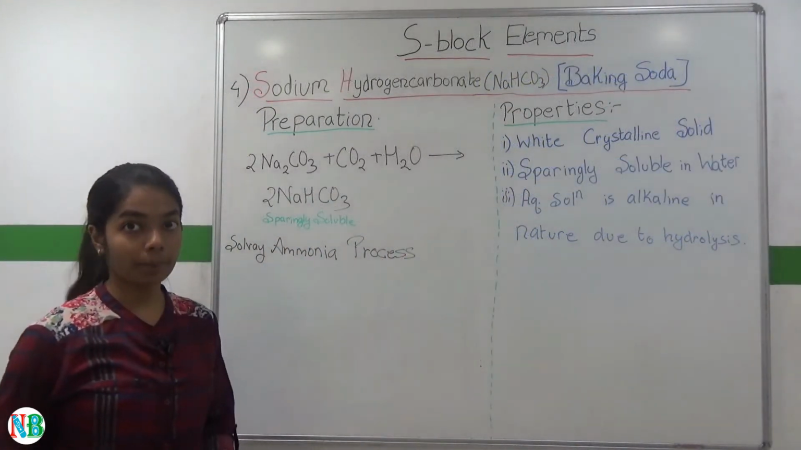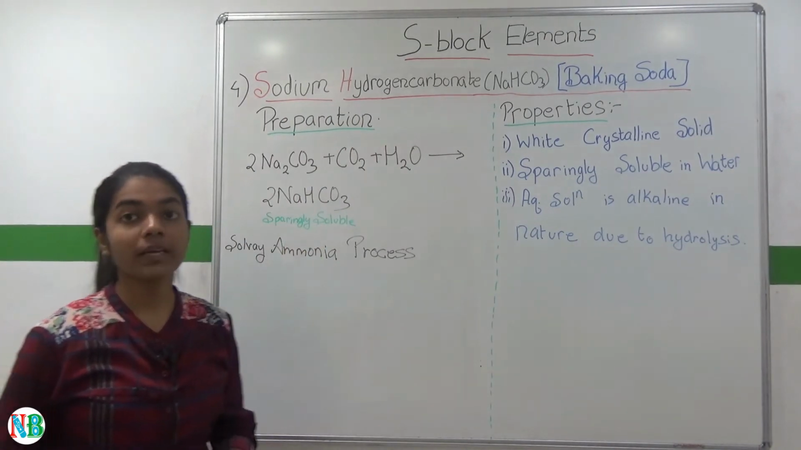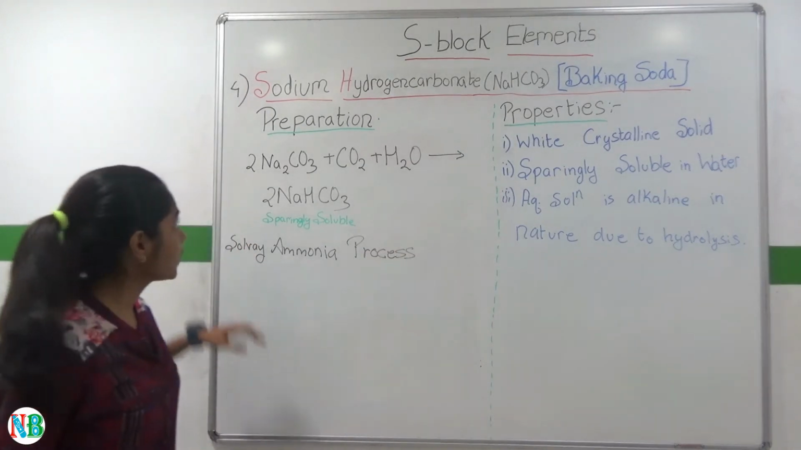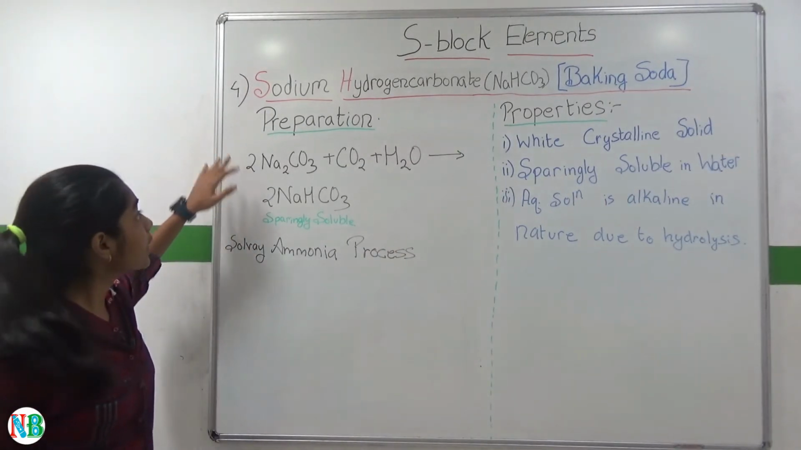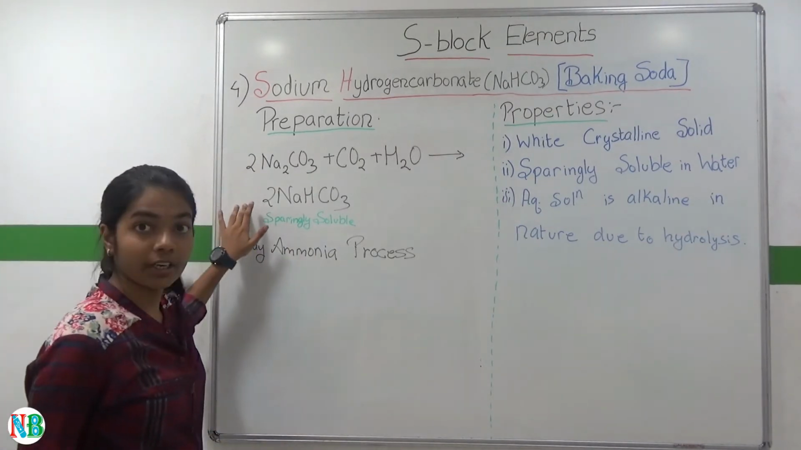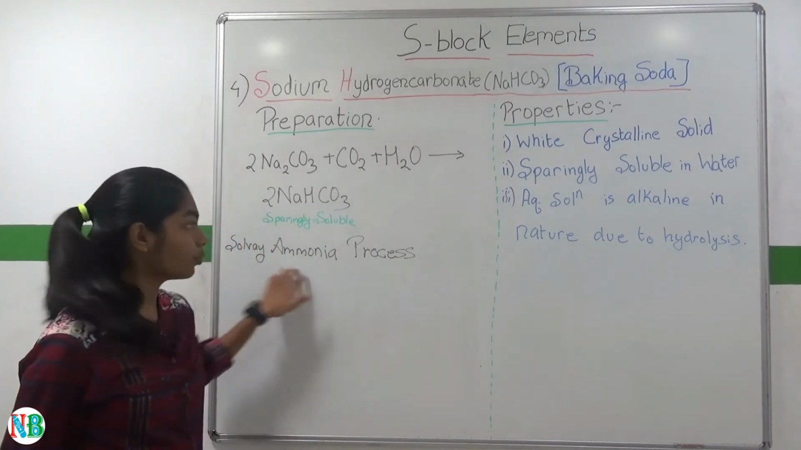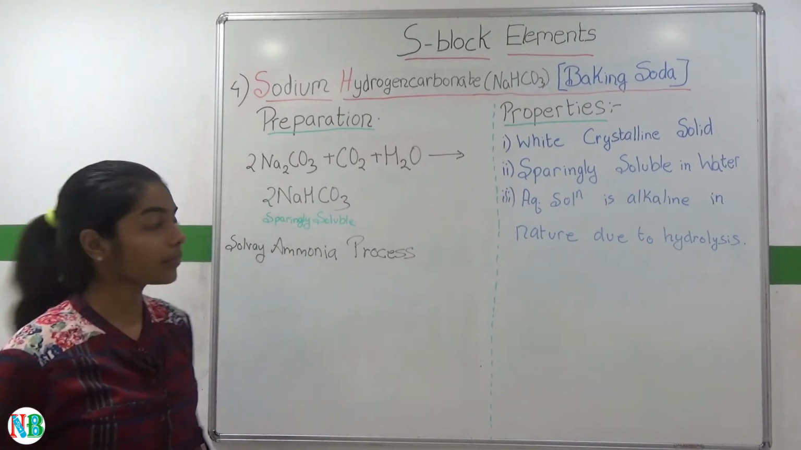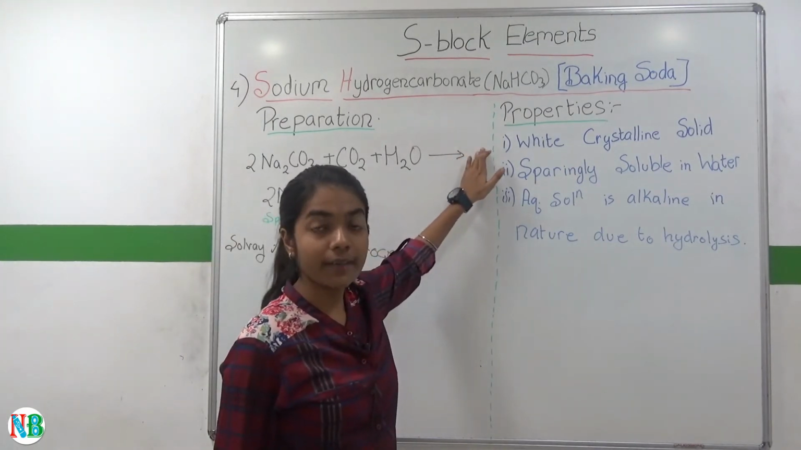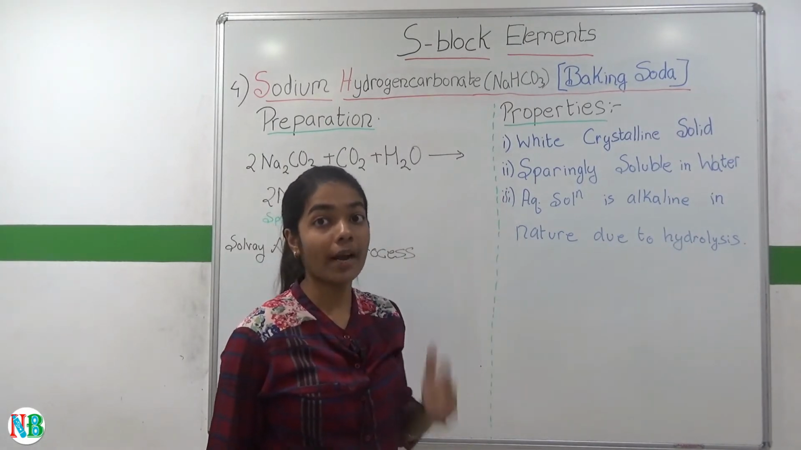Our fourth important compound is sodium hydrogen carbonate or sodium bicarbonate. Its molecular formula is NaHCO3 and it is also known as baking soda. Preparation of sodium bicarbonate: on passing CO2 through sodium carbonate, we get sodium bicarbonate, which is sparingly soluble in water. Industrially, it is obtained using Solvay ammonia process as discussed earlier. Now we'll look into some properties of baking soda. It is white crystalline solid, sparingly soluble in water, and the aqueous solution is alkaline due to hydrolysis.